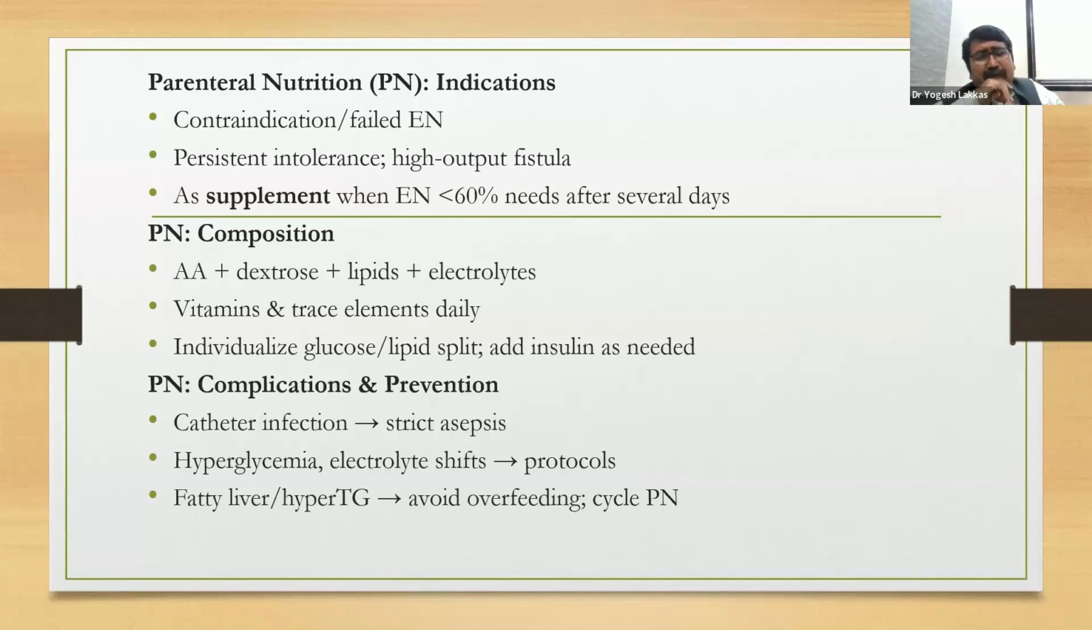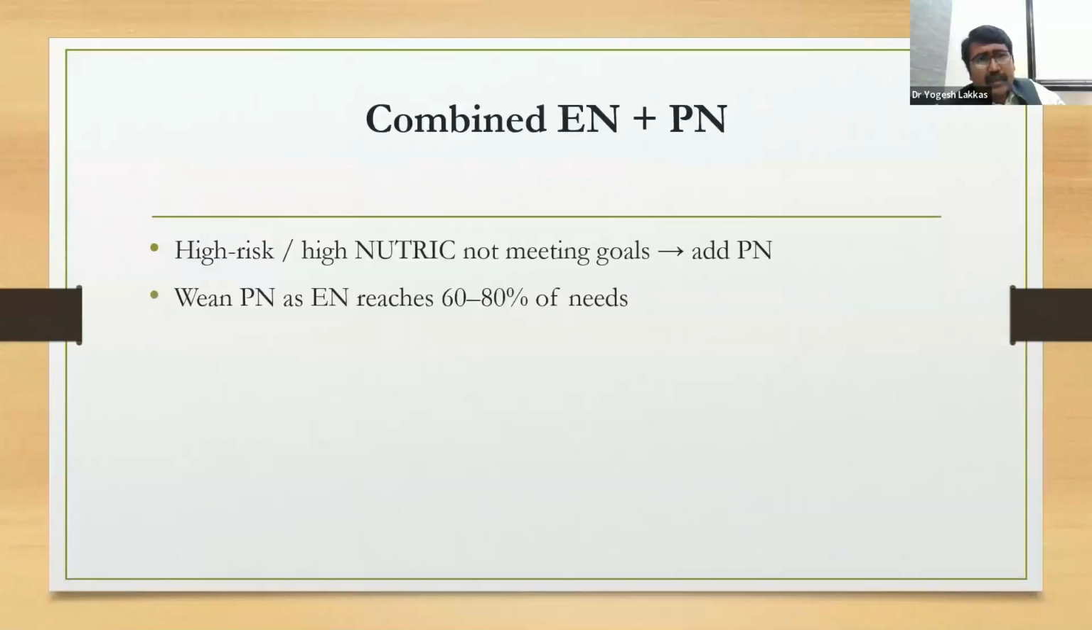Catheter infection that has been found, then you have to follow strict asepsis while formulating the parenteral nutrition. Hyperglycemia can be there, electrolyte shift can be there. You'll have to keep a tight watch on all these serum levels. Then fatty acid hypertriglyceridemia can be there. Avoid overfeeding. Cycle parenteral nutrition, that will matter a lot.